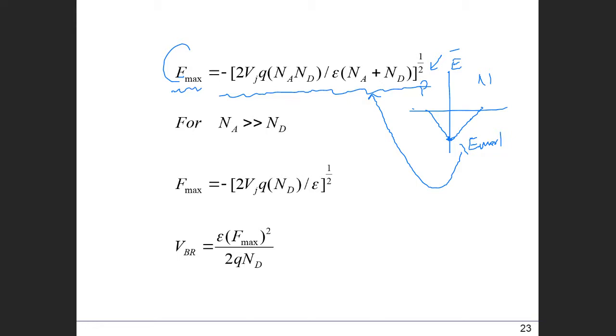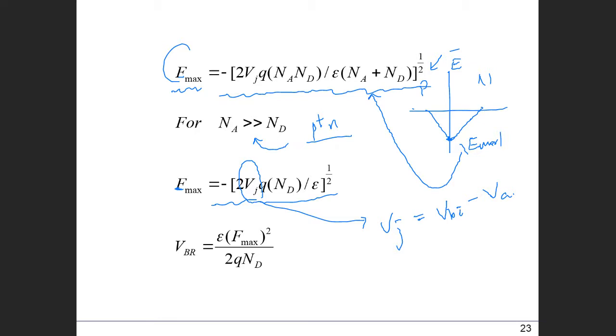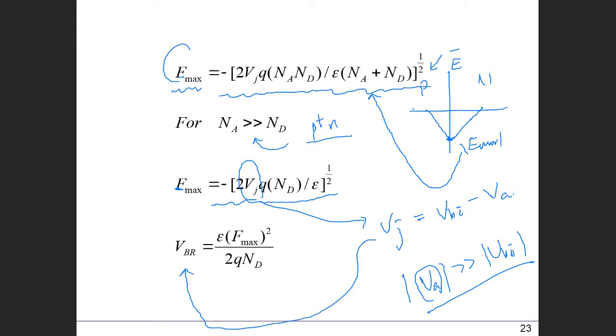Now let's say we assume that the PN diode has a highly doped p-side, then we have this kind of condition here, and Emax is further simplified with this equation. From here we can roughly approximate that Vj represents VBI minus our applied bias, and this is a reverse bias. Typically this VA at breakdown is much bigger than VBI in magnitude.